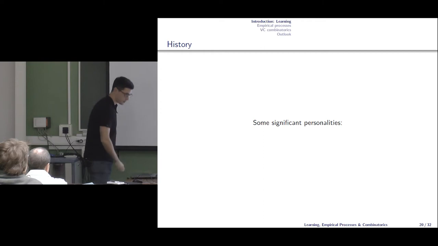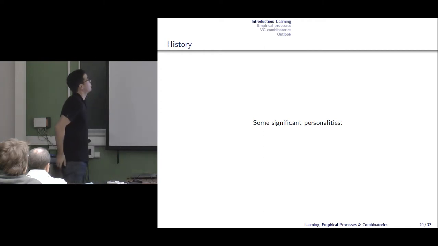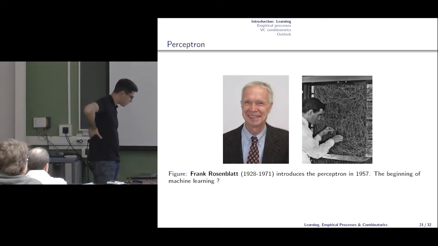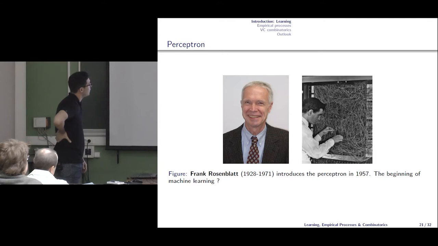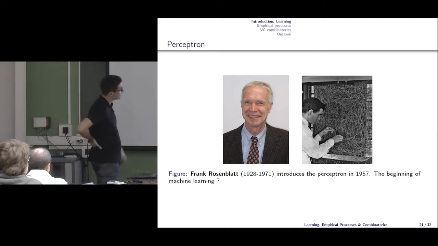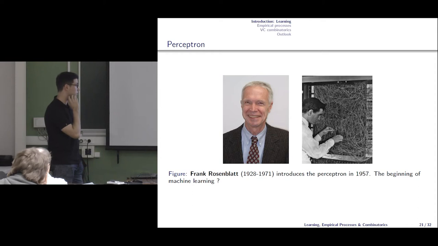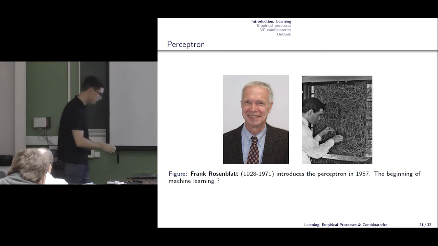Okay, so I just want to mention, because I believe in a general talk on the subject it might be interesting, some significant personalities in the field that I am interested in. First I want to talk about Frank Rosenblatt, who is rightfully understood as one of the people who started machine learning with the perceptron. I think it's him on the right hand side, I'm not sure, working on an implementation of this perceptron, which could be understood as one of the first instances of empirical risk minimization and the beginning of neural networks.